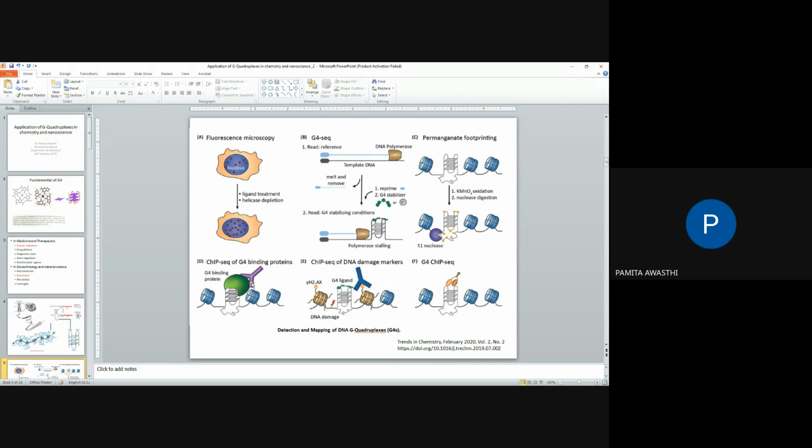So this technology is being used to detect these structures instead of protein. A lot of our combination of experiments, that is fluorescence microscopy, or simple G4 sequencing, or permanent footprinting, or ChIP sequencing of G4 binding proteins or markers, or simple G4 ChIP sequencing. All these experiments at the cellular level confirm the position of G quadruplexes on the genome, right?